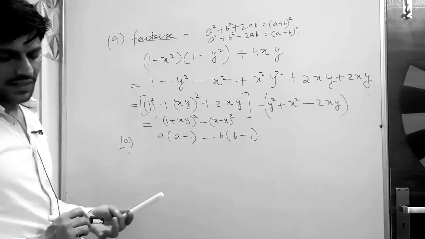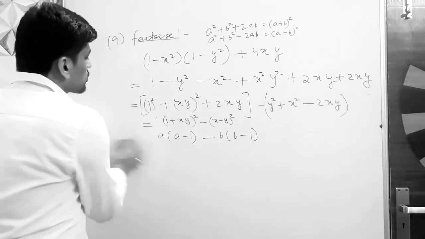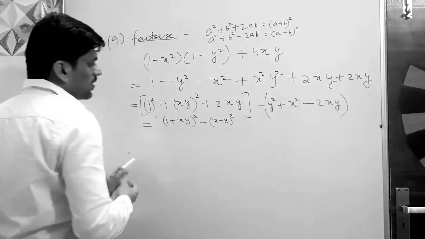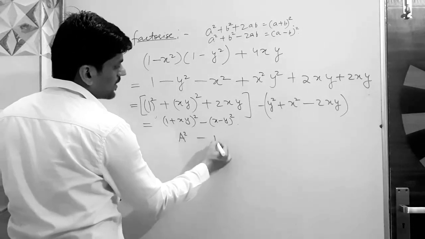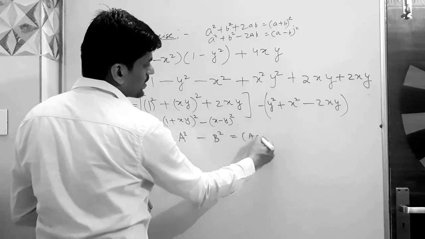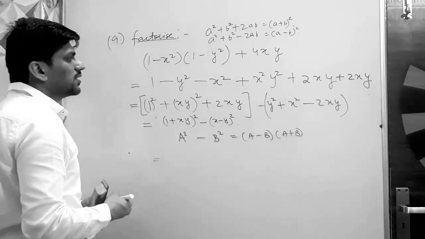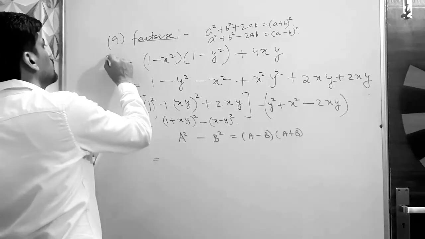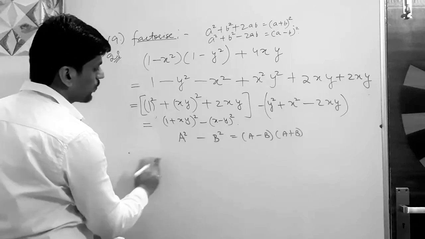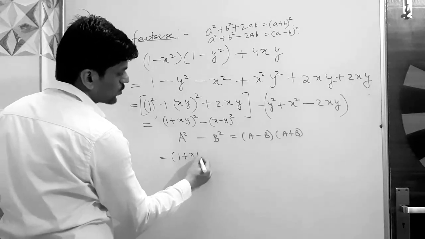Now you can easily factor it out by using the a square minus b square identity. So what is a square minus b square? This is a minus b times a plus b, and now finally we arrived at two factors. Okay, that question was a difficult one, but it was important from the exam point of view as well as for your conceptual knowledge.